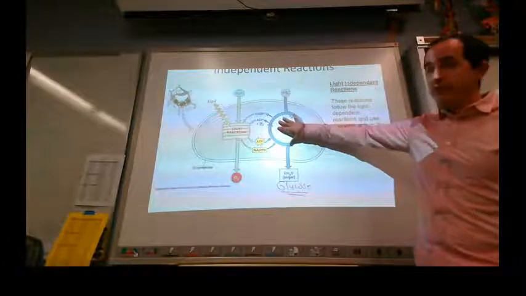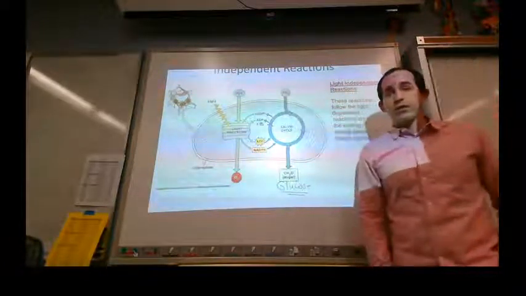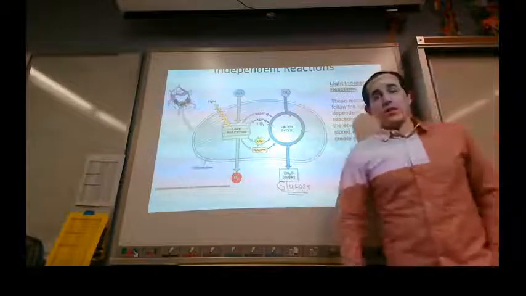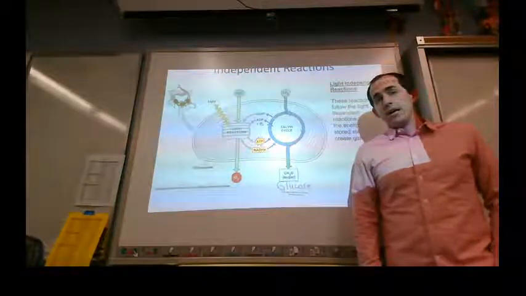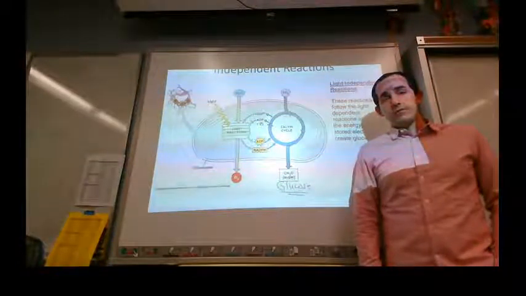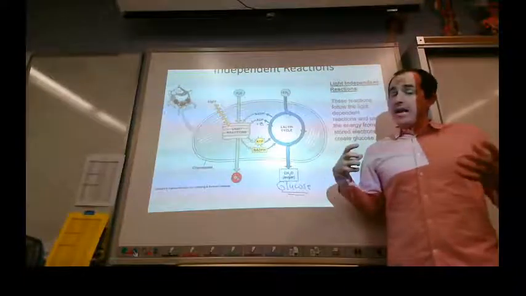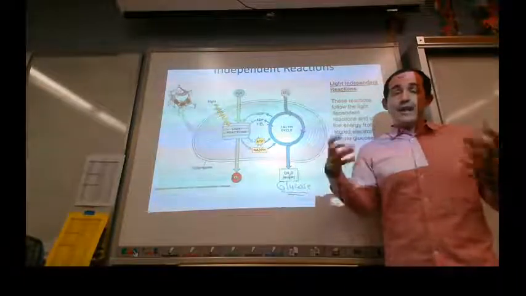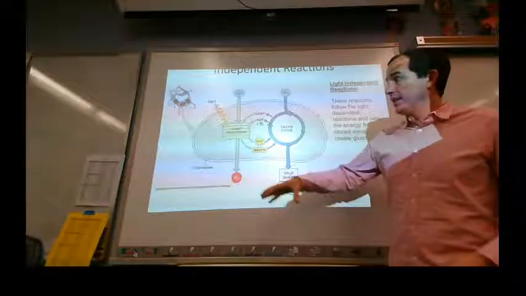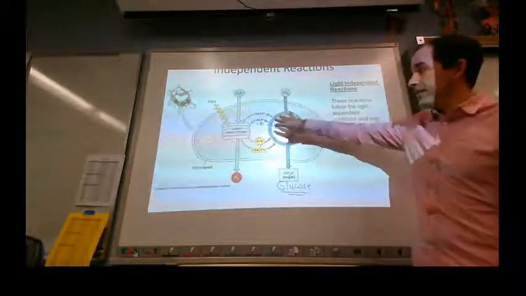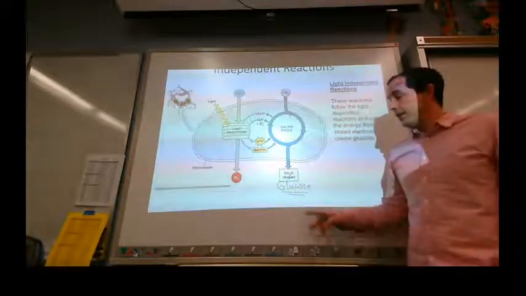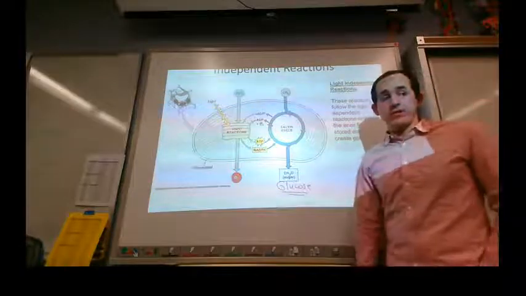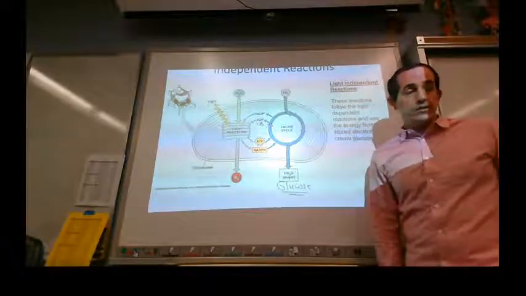Light-independent reactions, the Calvin cycle, which we're going to look at on Thursday, occur in what's called the stroma, right? And it's the combination of those two sets of chemical reactions, the light-dependent reactions and the light-independent reactions, that are going to allow for the production of glucose, okay?